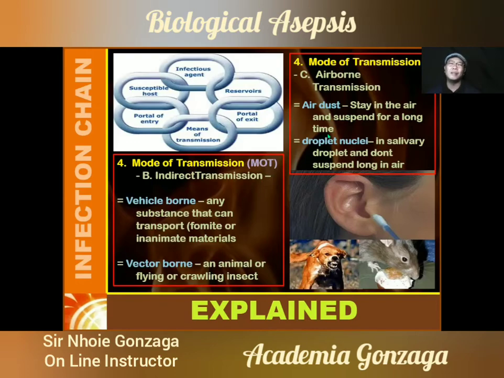A very good example of droplet nuclei is tuberculosis. When a person with TB speaks, TB bacteria goes with the saliva. That's why if you have a distance of 1 meter, even if the person with TB speaks a lot and more saliva goes out, it will not reach you because the saliva will just fall 1 ruler apart from you.